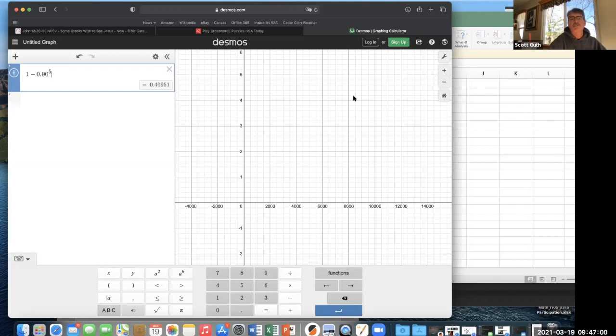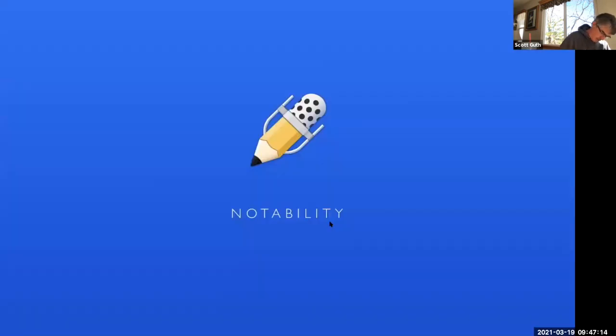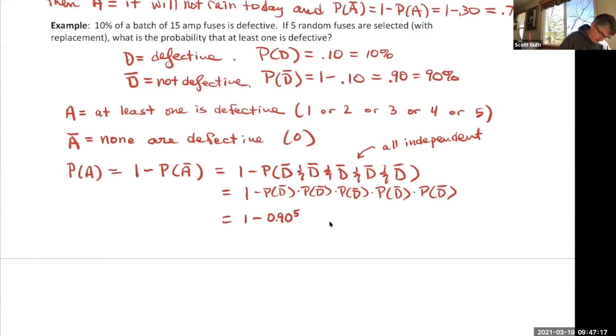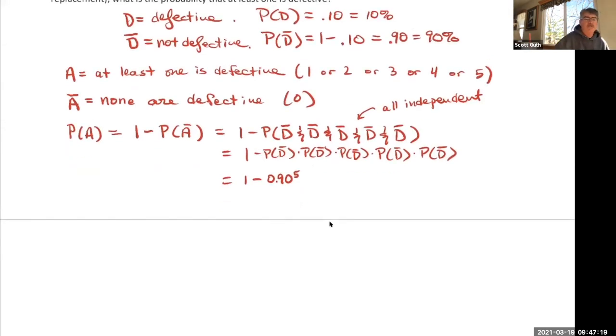Okay, any questions? Okay, so what did I say? I forget. 4095 approximately. And if we were to do 3 significant figures, we would do 0.410.